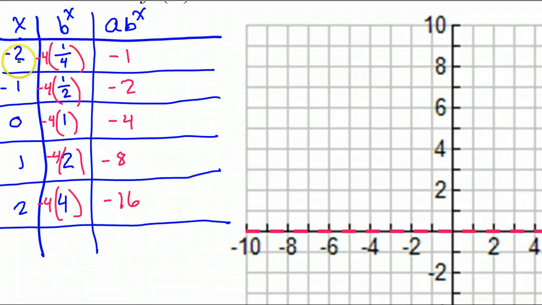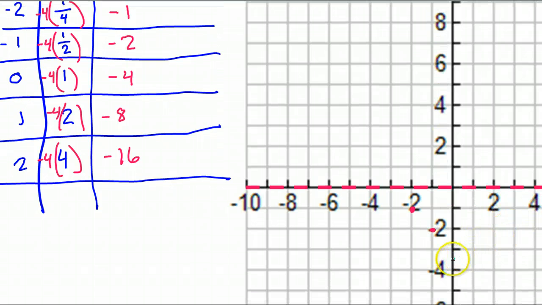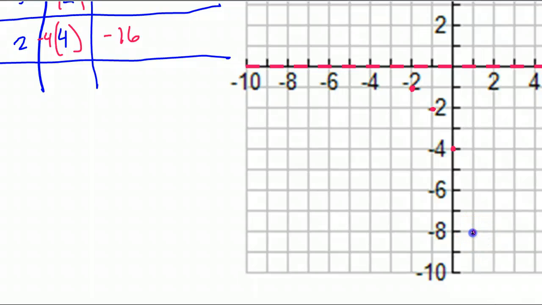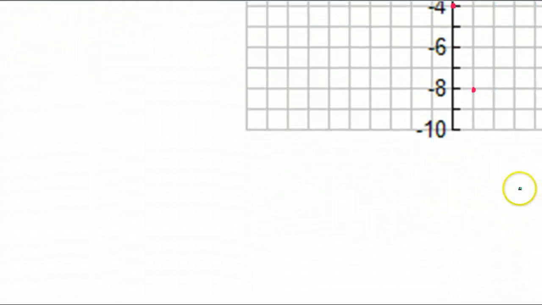Okay, so here we go. At -2, we are at -1. So that's just going to be right here. And then at -1, we're at -2. And then at 0, we fall to -4. And then we'll have -8 and -16. So we have -8. And of course, -16 would be way off the chart somewhere.